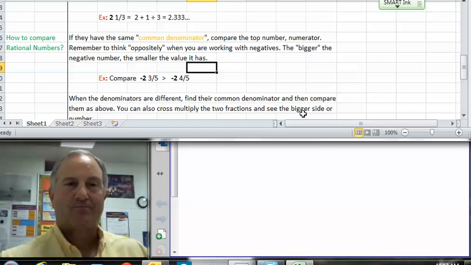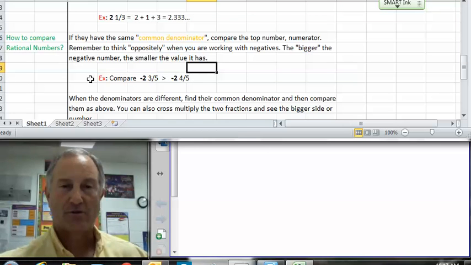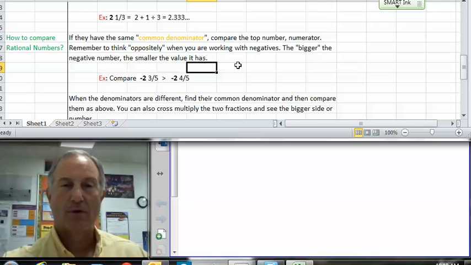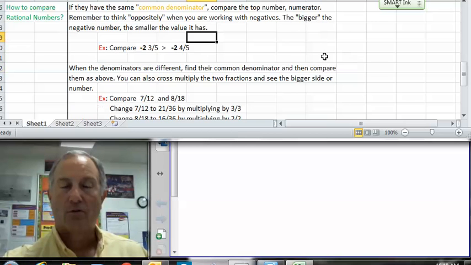All right. How do you compare rational numbers? Well, if you can graph them on the number line, you can compare them pretty easily. Whichever number's to the right on the number line is the bigger number. But we don't always draw a number line for them. So what are some other ways we can do it?